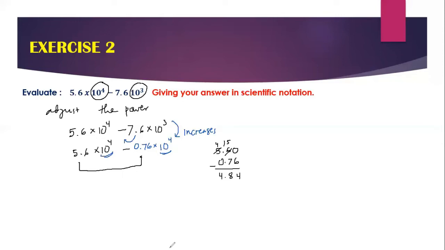Okay, we got 4.84. Now for 0.84, we put here 4.84, and then we have the same power, 10 to the power 4. Okay, give your answer in scientific notation. Done, because there is one digit before the decimal. Okay? Scientific notation, done.